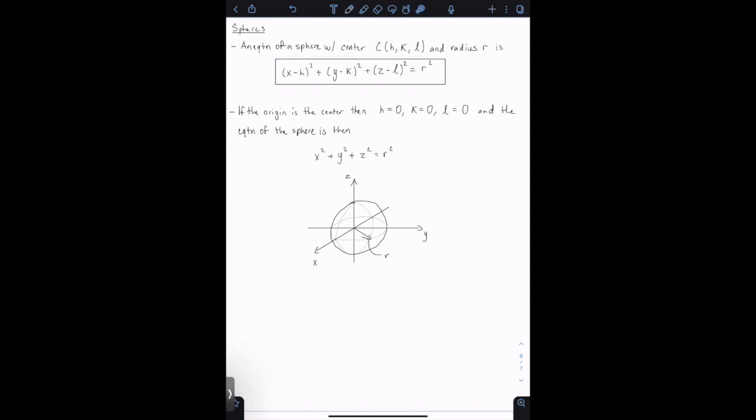If our sphere is centered at the origin, that means that h is equal to 0, k is equal to 0, and l is equal to 0. So this simplifies the equation down to just x squared plus y squared plus z squared is equal to r squared. And this is just an illustration of a sphere in 3 dimensions. This is a little drawing I made. Not the best, but it gets the point across.